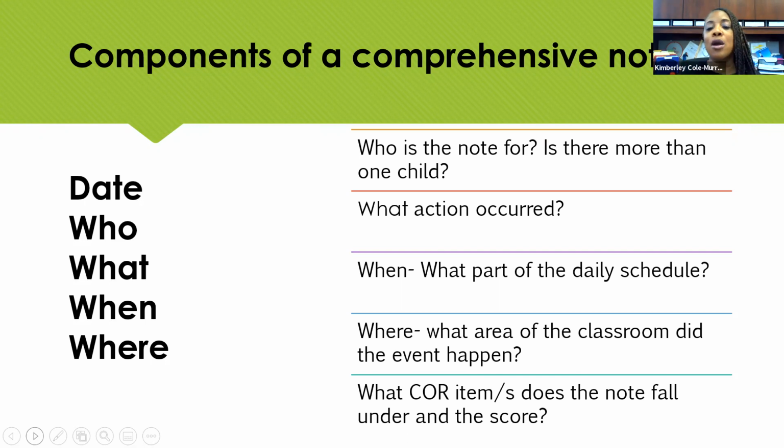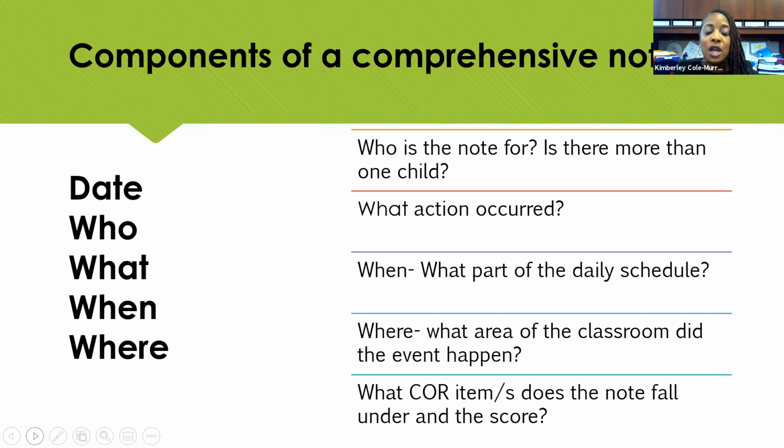When, what part of the daily schedule did this happen? And that previous chart we looked at can really help you with that, because along the left-hand side, you can have on your chart the part of the day. So you don't even really have to write that. You just pinpoint the part of the day, write down your note. Okay, so what part of the schedule did this take place? Was it during choice time? Was it during outdoor time? Was it during meal time? When did it happen? Where in the classroom did the event take place?